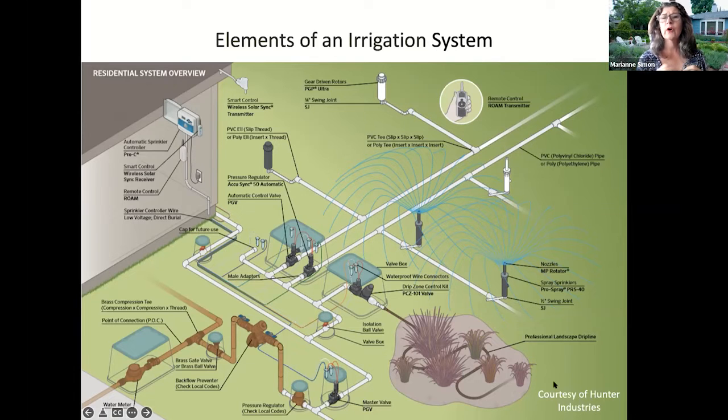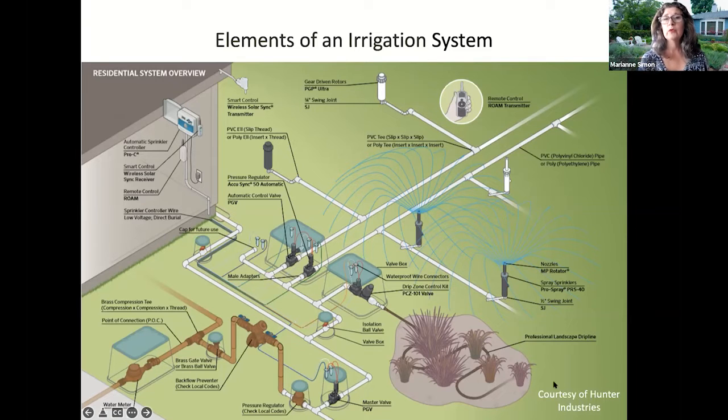So we start with water coming in from the street. It comes in and it will flow through a water meter, which will basically allow you to measure how much water is being used by the site. That's where you get the readings.